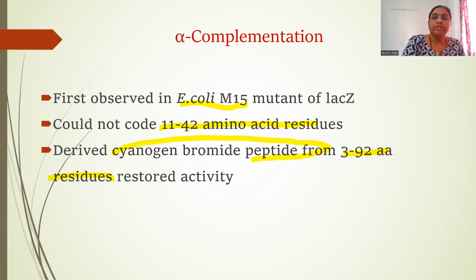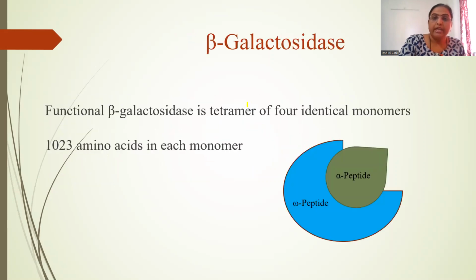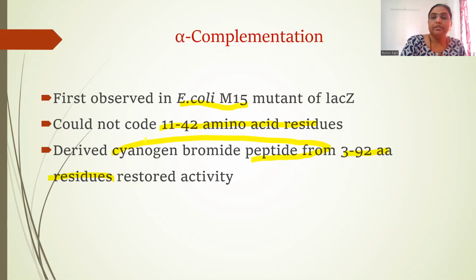The beta galactosidase has two separable domains. Here is a little bit about the beta galactosidase. Beta galactosidase is a tetramer of 4 identical monomers, and each monomer is of 1023 amino acids.